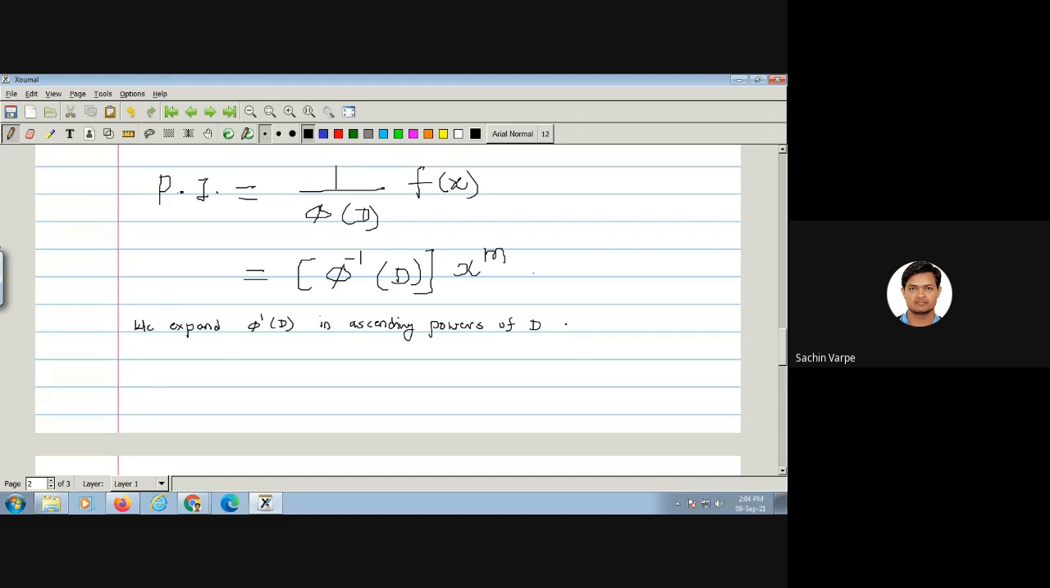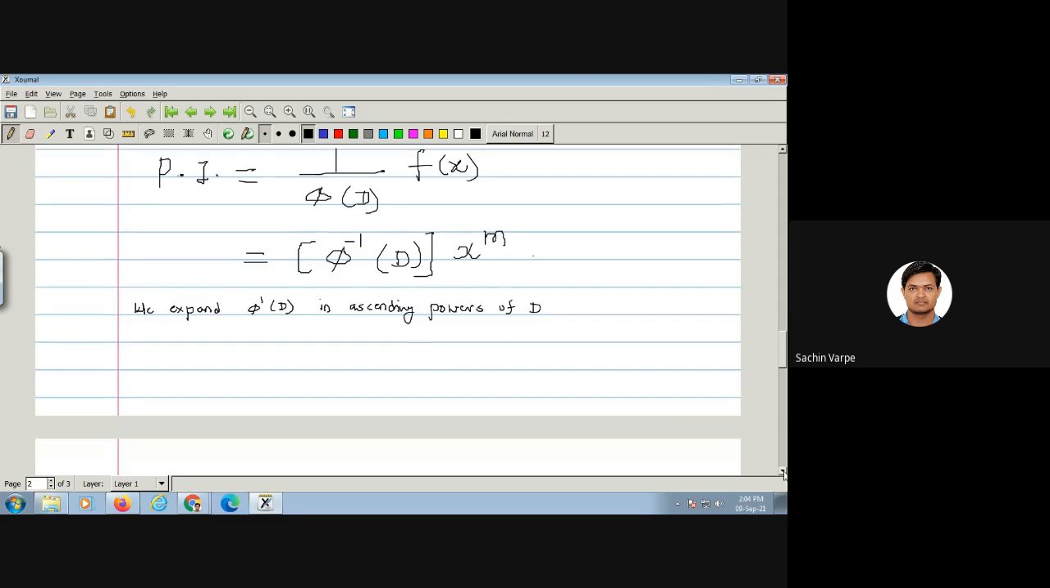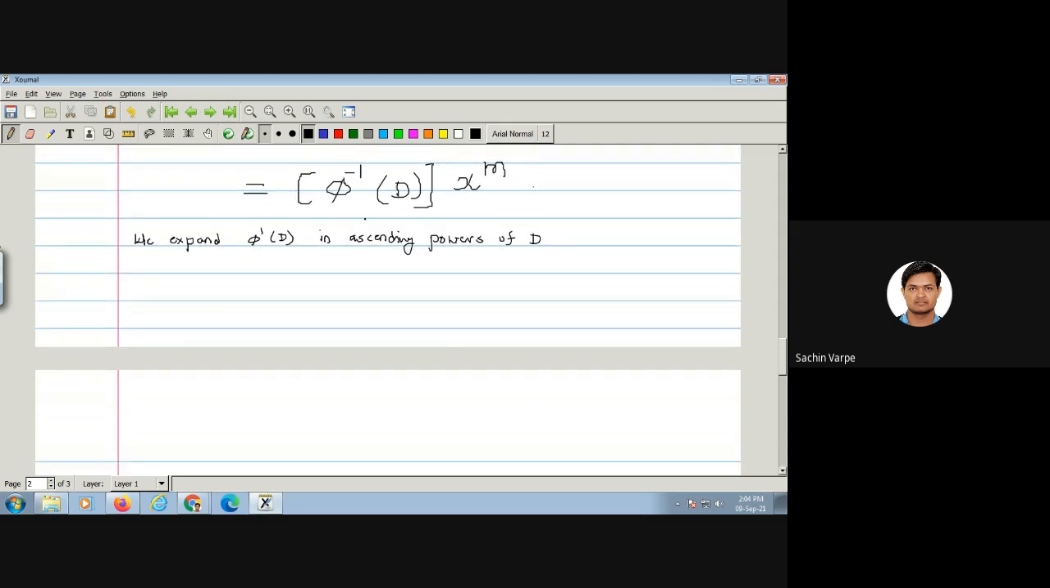Clear? And how do we expand? We have standard formulas for the expansion. First of all, let me write the formulas of expansion, and then we can apply them. The first formula is 1 upon 1 plus p. You can replace p by x. Do you know the expansion formula of 1 upon 1 plus x?